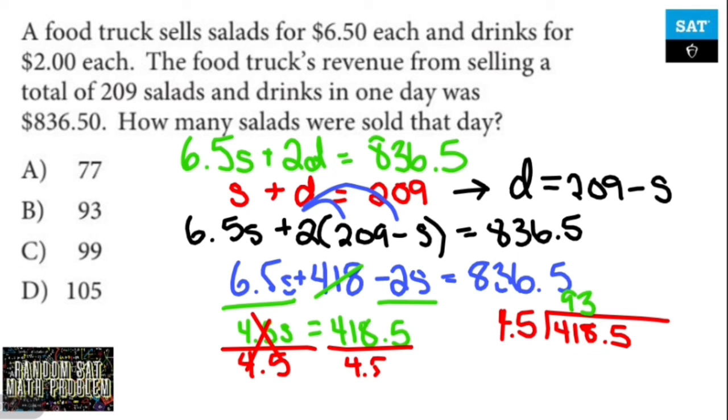93 times 4.5 is going to be 418.5. So there you have it.